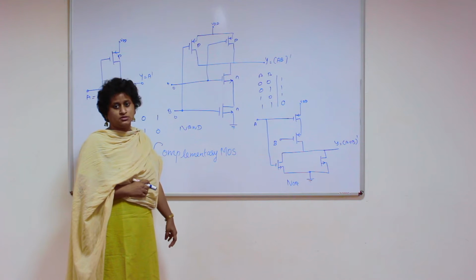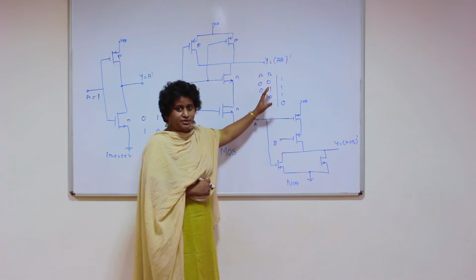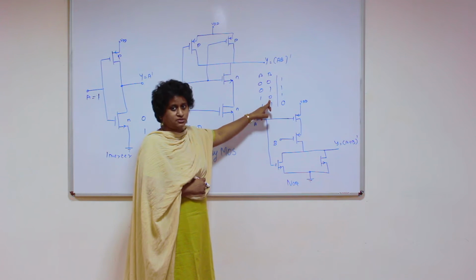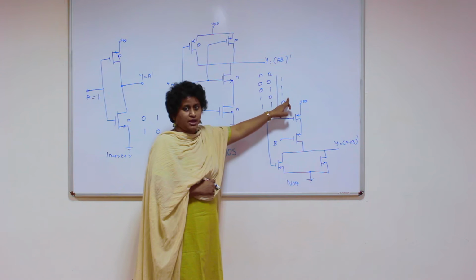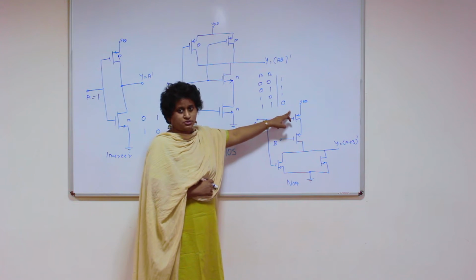source voltage is 0. Now here you're aware of the NAND operation, that when any one of the inputs for a NAND gate is 0, the output is high, and when both the inputs are high, the output is low.